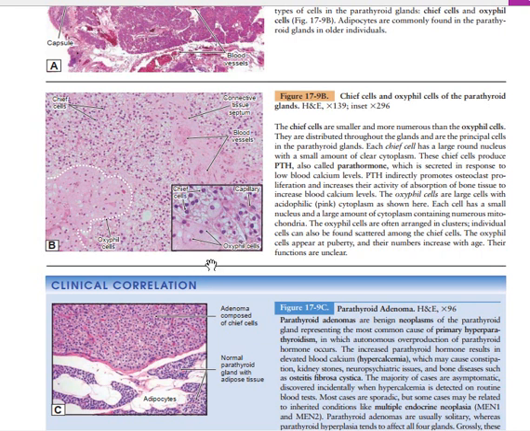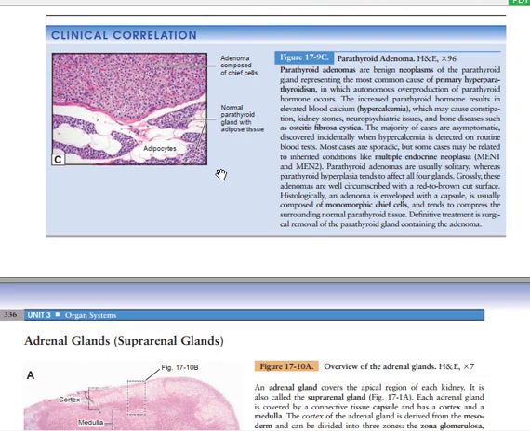So chief cells and oxyphil cells are the two main cells, and the oxyphil cells are large cells which have acidophilic, that's pink, cytoplasm. Each cell has a small nucleus and a large amount of cytoplasm containing numerous mitochondria. Oxyphil cells are arranged in clusters, or individual cells can be found scattered among the chief cells. Oxyphil cells appear at puberty. Their function is unclear, and these are the chief cells, which are more in clusters here.